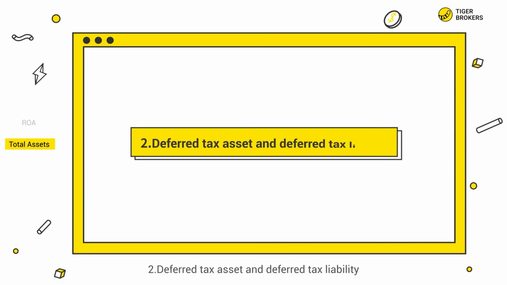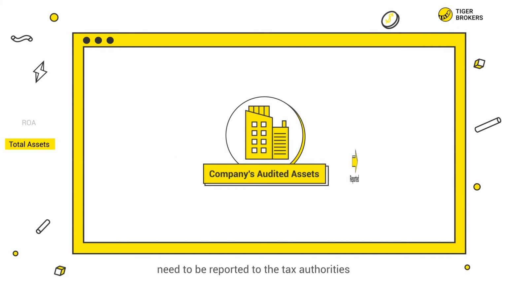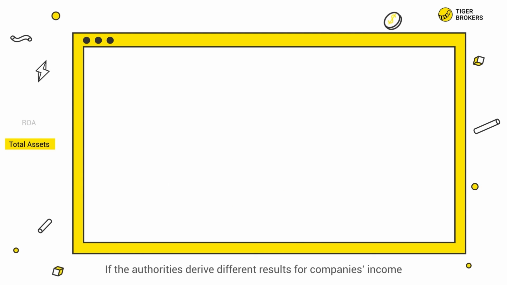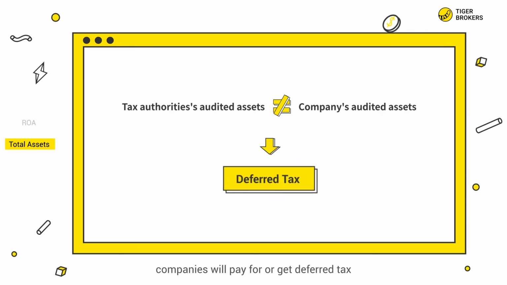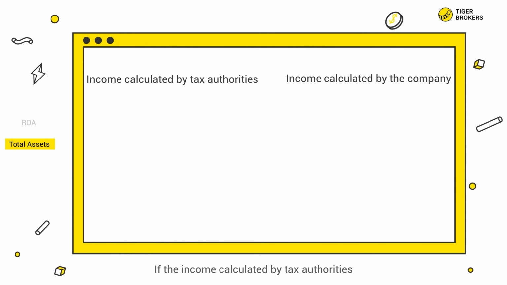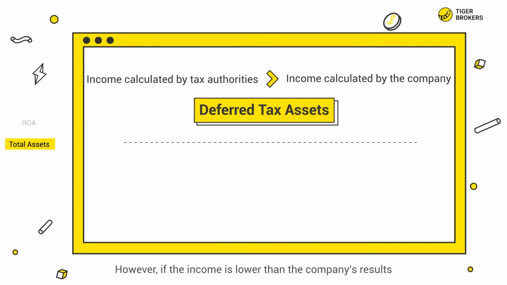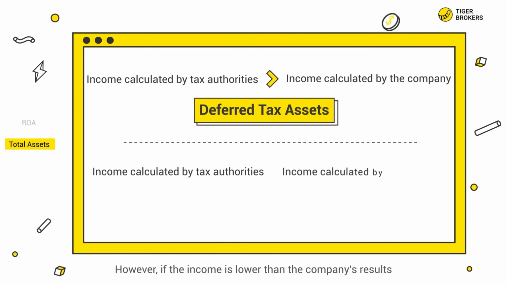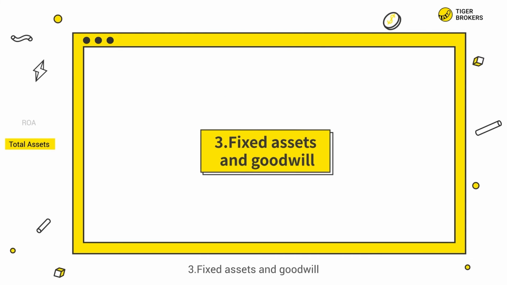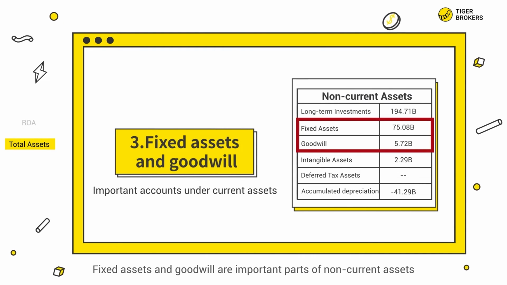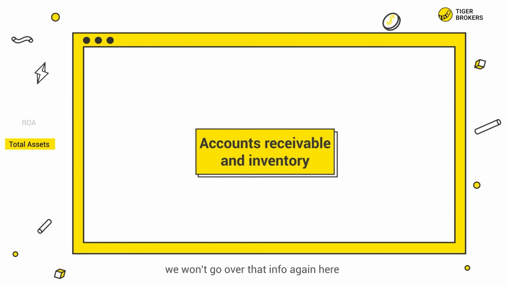2. Deferred tax asset and deferred tax liability. We all know that a company's audited results need to be reported to the tax authorities. If the authorities derive different results for companies' income, companies will pay or get deferred tax. If the income calculated by tax authorities is more than the company's results, the company has deferred tax assets. However, if the income is lower than the company's results, the company has deferred tax liabilities. 3. Fixed assets and goodwill. Fixed assets and goodwill are important parts of non-current assets. Since we have covered both concepts in the previous session, we won't go over that info again here.